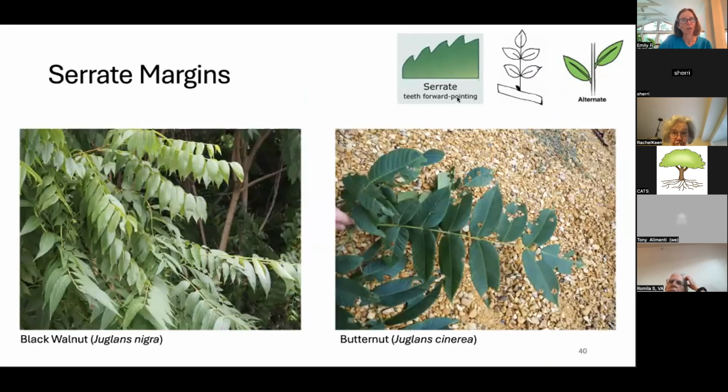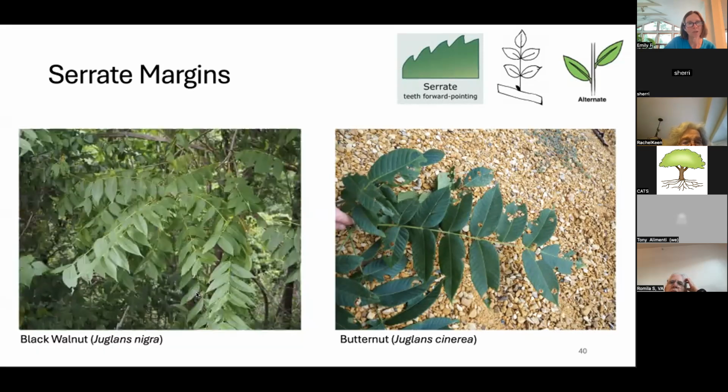So here are serrate margins on compound leaves that are alternate. We have the black walnut here, and then we have the white walnut or butternut. And if you look at this picture of the black walnuts, you'll see that I didn't do a very good job. In the bottom here, I have something else, which is Ailanthus. So I had to get another picture in here that was much more black walnuts and no Ailanthus, because that would have been misguiding you and not giving you what you need.